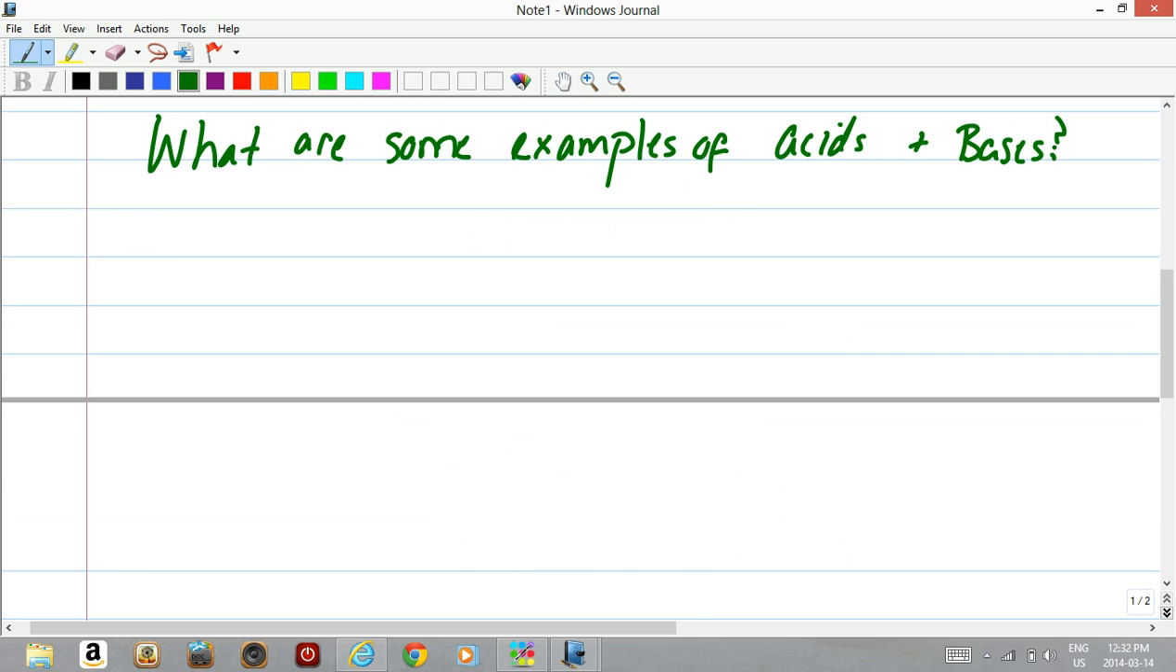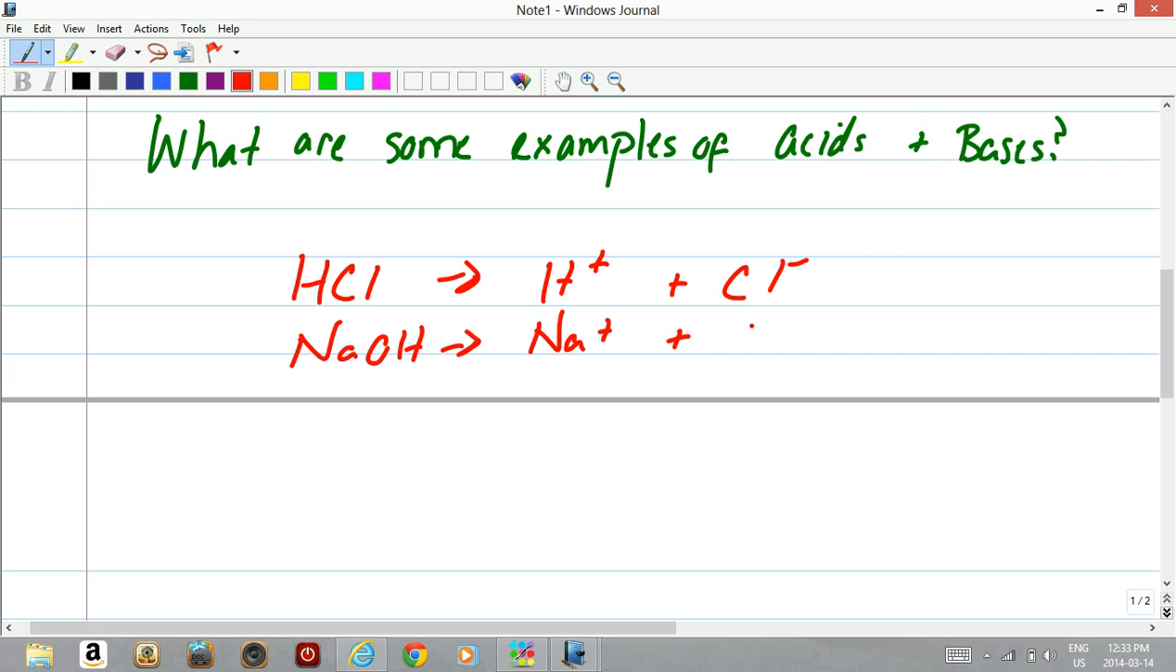Okay, Professor, so next question will be, what are some examples of acids and bases? For an acid, hydrochloric acid will break up in water to make hydrogen ions, while sodium hydroxide will release hydroxide ions. Okay, very good, excellent. So we can see here how these two will break up: hydrochloric acid will break up to release protons or hydrogen ions, while sodium hydroxide will break up in water to release hydroxide ions.